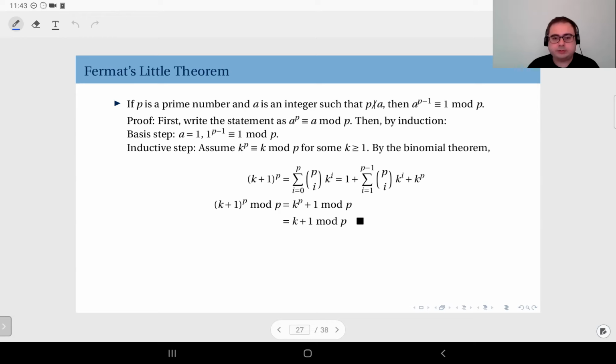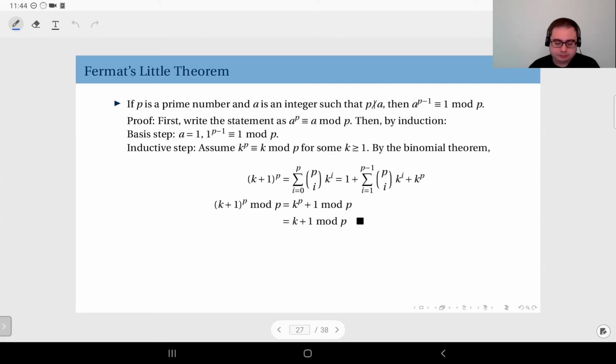So first of all, rather than a to the power p minus 1 congruent to 1, we write this as a to the power p is congruent to a modulo p. And for the basis step, you can also use 0, because 0 to the power p is congruent to 0 modulo p in any case. You can also use a equals 1. Either case works. In the inductive step, remember this is induction on a, not p, because the derivation works for every prime number p.